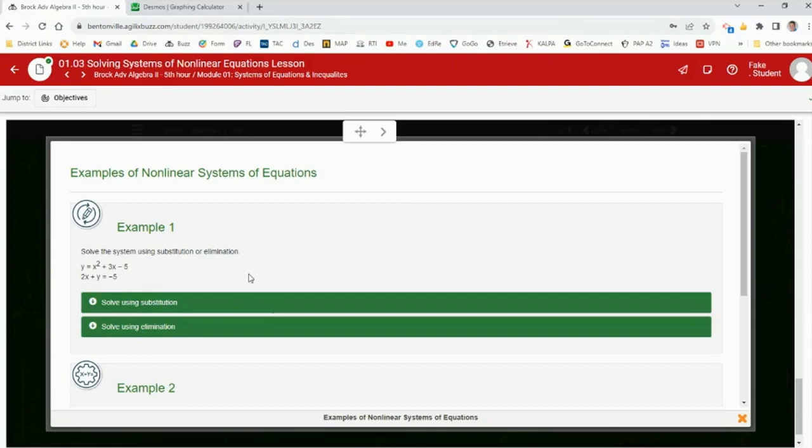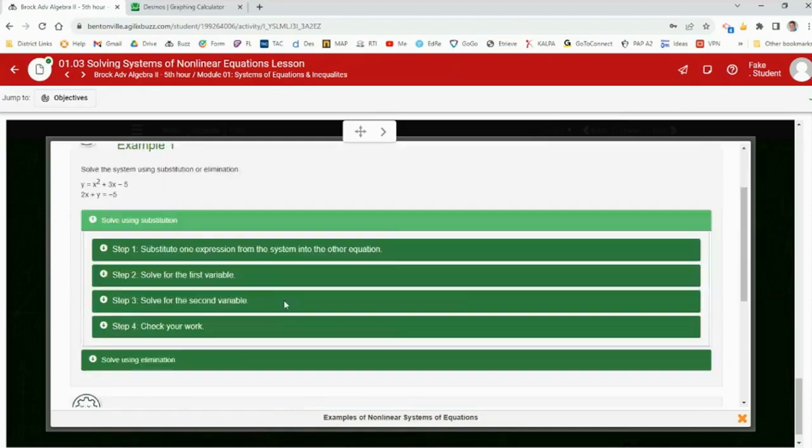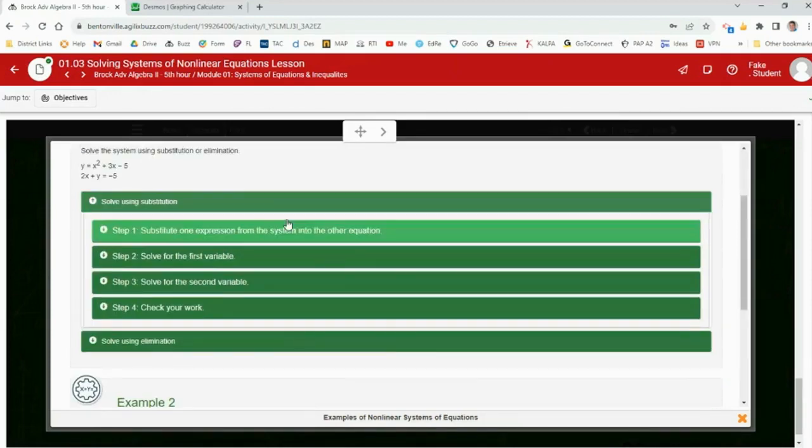You don't have to do them both. If you know how to do one, you'd be fine. You can do them both just to make sure you know how. But try either substitution or elimination. You can say there's y equals right there, so take that y and substitute that in, and you can solve that. And again, this will let you check your answer because it shows you all your work right here.